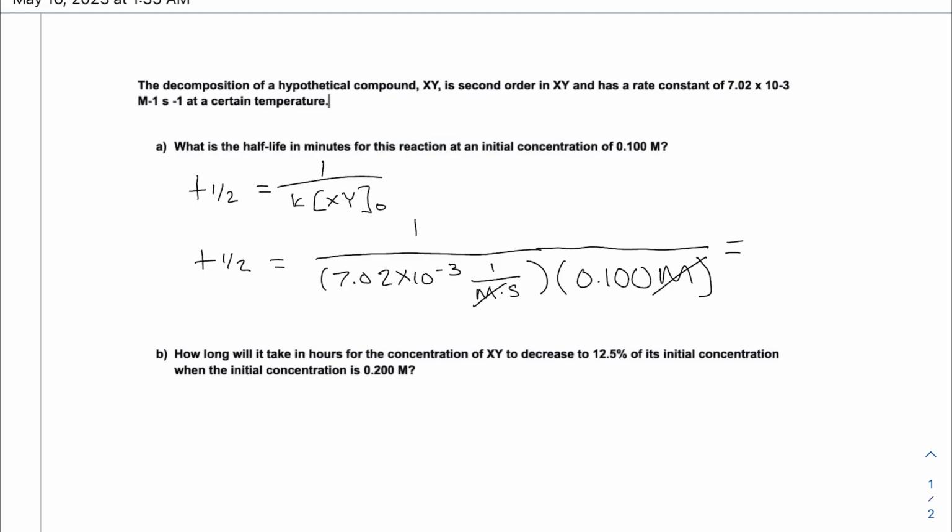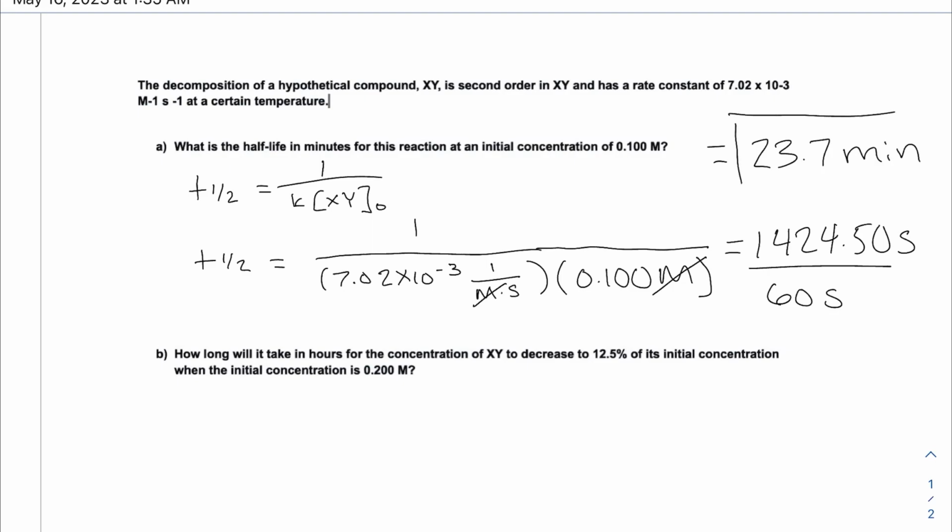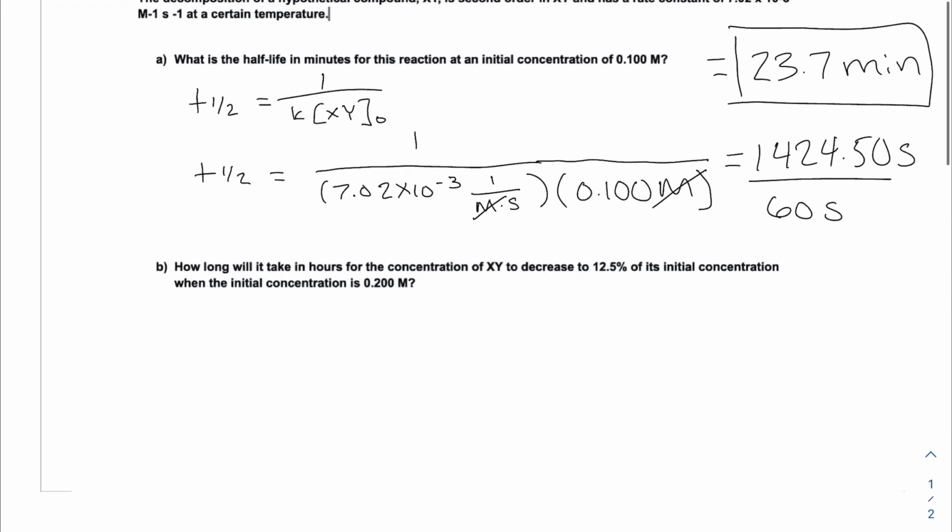And that, our units will cancel out, and it will leave us with 1,424 seconds. The question is asking for this in minutes, so we're going to divide by 60 seconds so we can have this problem in minutes. So we'll have 23.7 minutes.